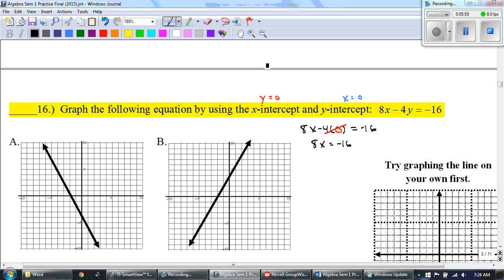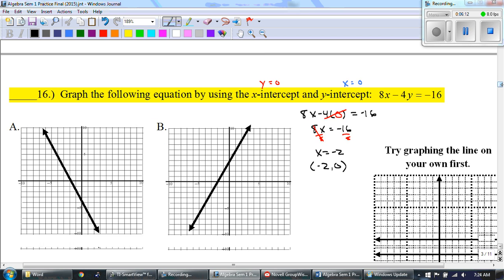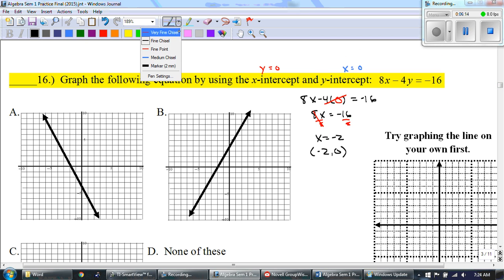8x equals negative 16. Divide both sides by 8, and we get that x equals negative 2. Just remember that is the point negative 2, 0. Okay? So when I find negative 2, 0, it is boom, right there.